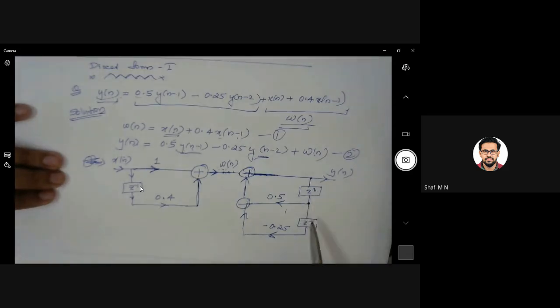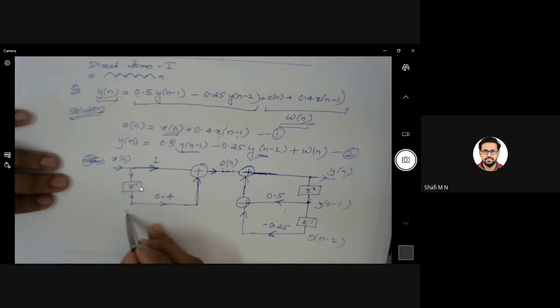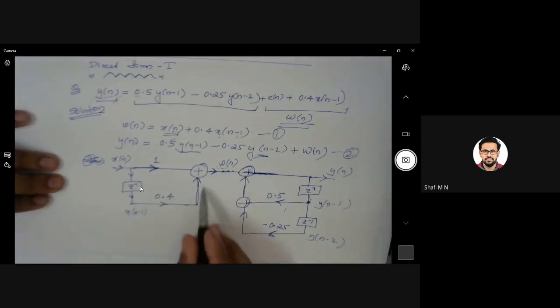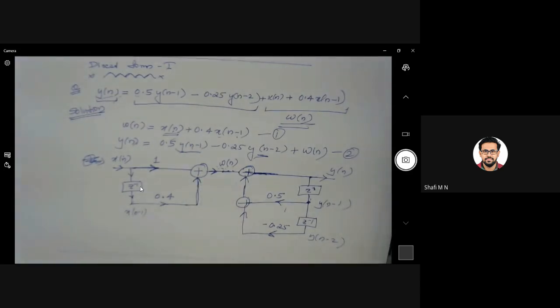This is z raised to minus 1. This is also z raised to minus 1. Here the signal is y of n minus 1, and here y of n minus 2 will come. And here the signal is x of n minus 1. This is 0.4 into x of n minus 1. Everything is clear, I think. So this is the direct form 1 realization of the given particular system.